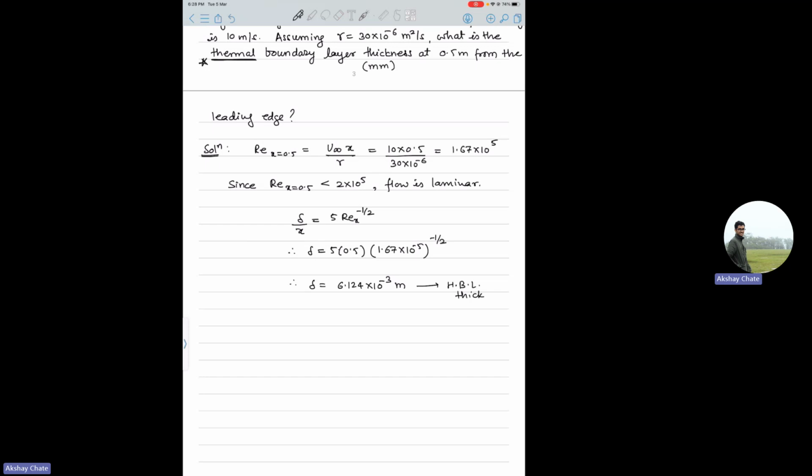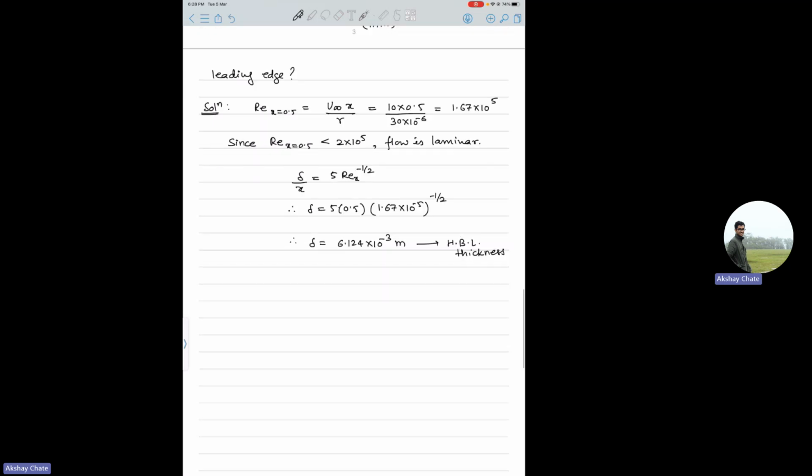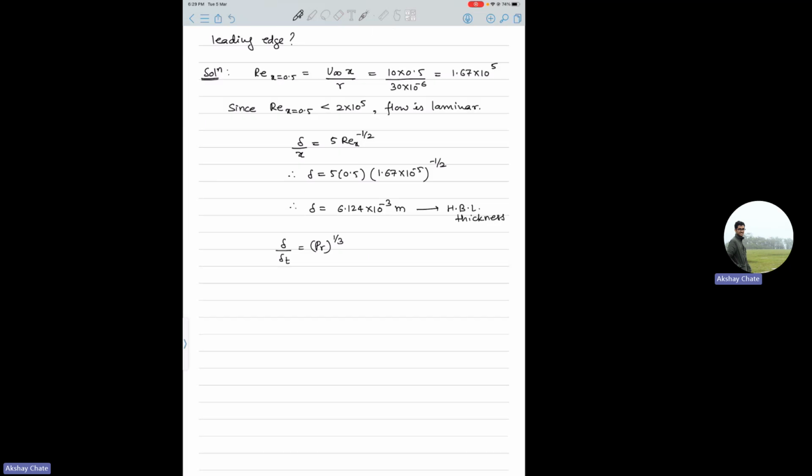They are asking about the thermal boundary layer thickness. So we know from the previous class that delta by delta T scales as Prandtl number to the power 1 by 3. So now you have to use this delta you already calculated. Then you have to use this Prandtl number, which is given as 2 in this question, and you'll get the final answer. You can do the calculation. Otherwise, give me a second, I'll do it.